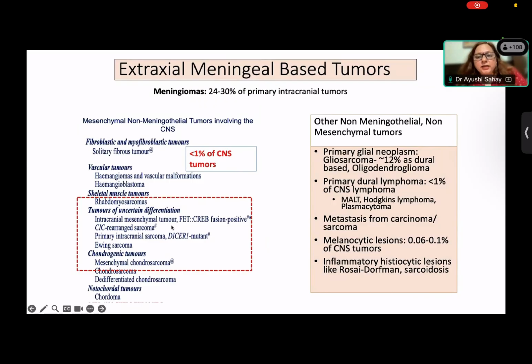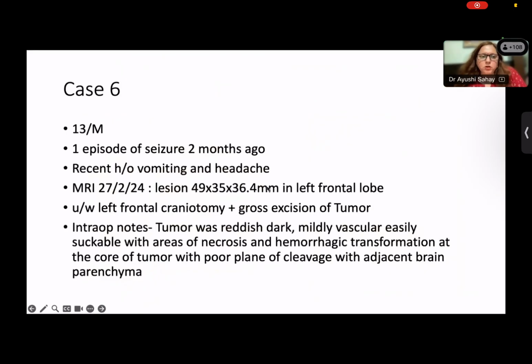Besides these, there are other non-meningothelial, non-mesenchymal tumors which can involve the brain and sometimes present as differentials: the dural lymphomas, sometimes metastasis, mostly in adults. Inflammatory lesions can also present as tumors, and sometimes gliosarcoma and oligodendroglioma, though not in the young age. So these are the host of differentials that, even if you know from the radiology that it is meningeal based, you have to keep at the back of your head. So this brings me to the last case, case 6.